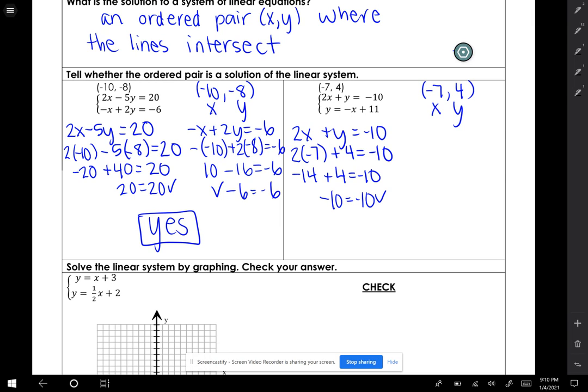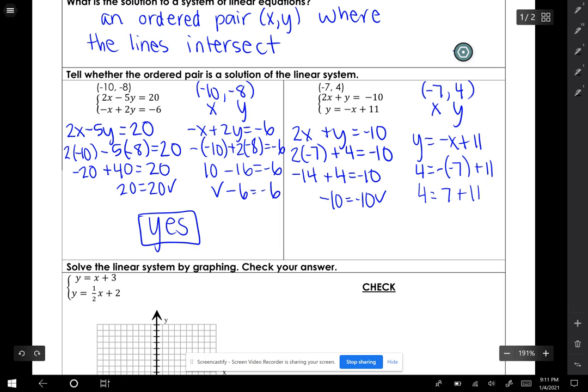Now we have to see if it works in the second equation. y equals -x plus 11. So I'm going to replace y with the 4 equals, I'm going to bring down that negative sign that was in front of the x, and then I'm replacing x with -7 plus 11. So then I write 4 equals, negative and a negative become a positive, so it's 7 plus 11. So I get 4 equals 18. That is not a true statement. Since that's not true, it didn't work, so our answer is no, this is not a solution.